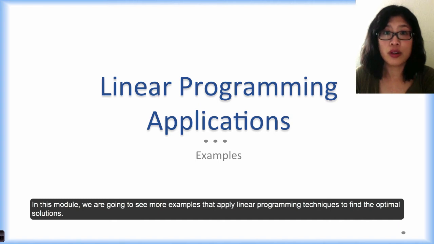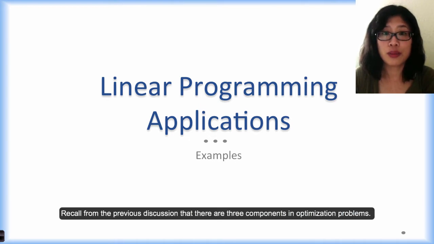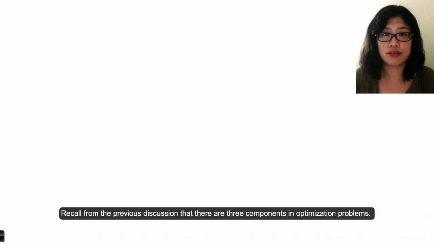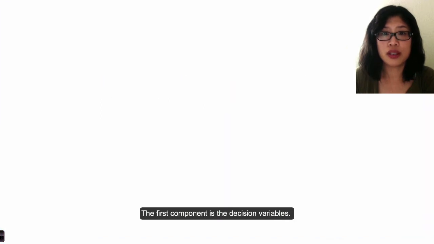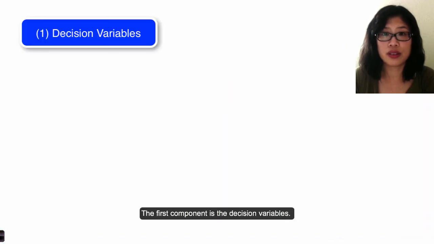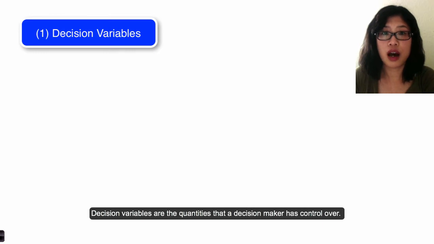In this module, we are going to see more examples that apply linear programming techniques to find the optimal solutions. Recall from the previous discussion that there are three components in optimization problems. The first component is the decision variables. Decision variables are the quantities that a decision maker has control over.